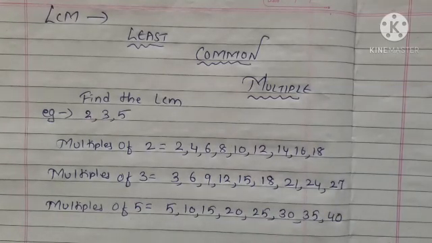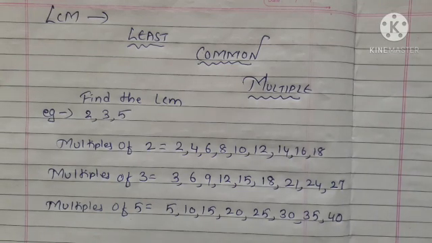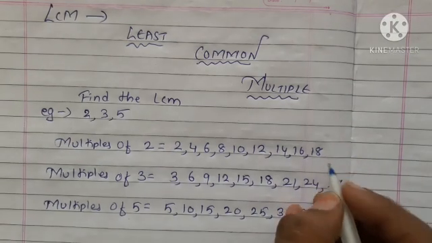Now here you have to find the common multiples of 2, 3 and 5. So which are the common multiples here? Now here we cannot find any common multiples. So we have to move further in writing the multiples.